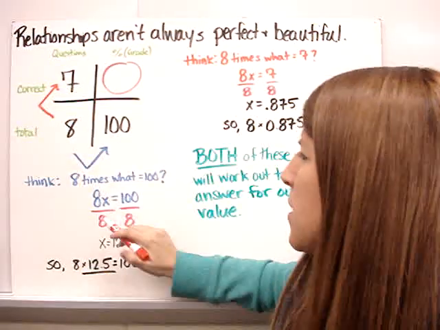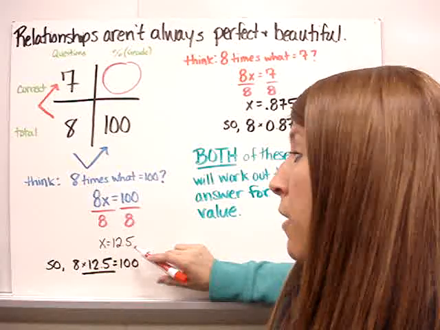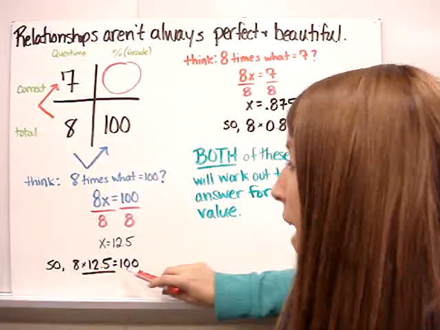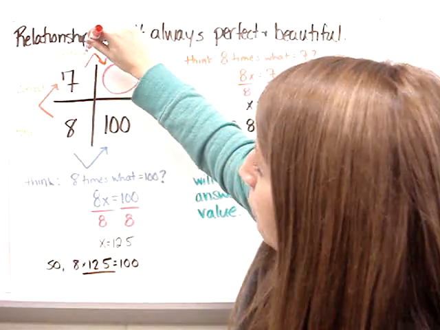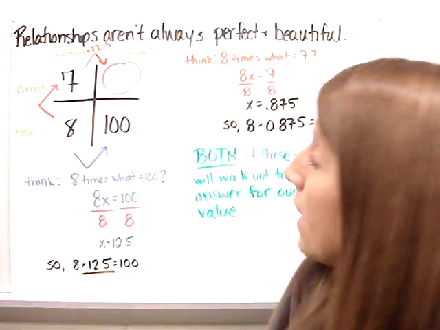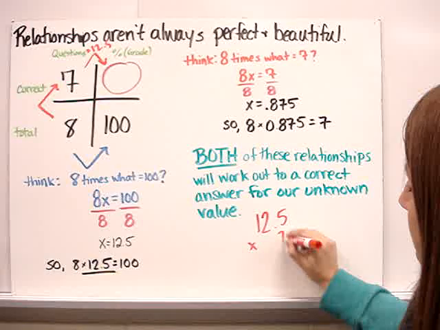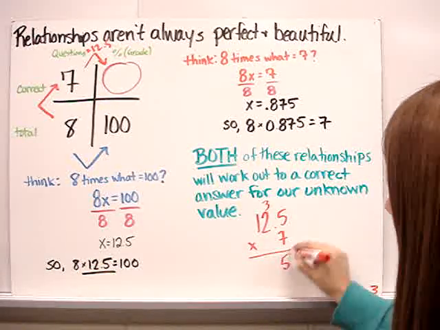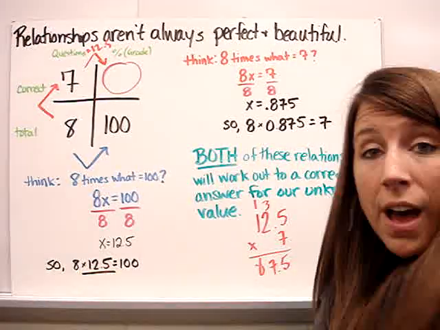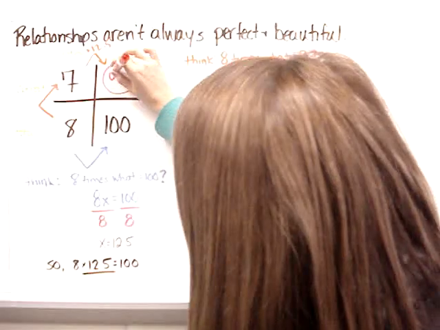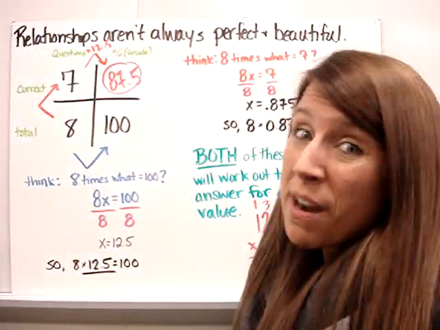So 8 times something is 100. I set up that equation, solve it. And x, that something, is 12.5. So 8 times 12.5 is 100, which means 7 times 12.5 will give me my answer. Okay? And 7 times 12.5 is 87.5. Again, a pretty decent grade, right? But not a 100. Way better than a 50, though.